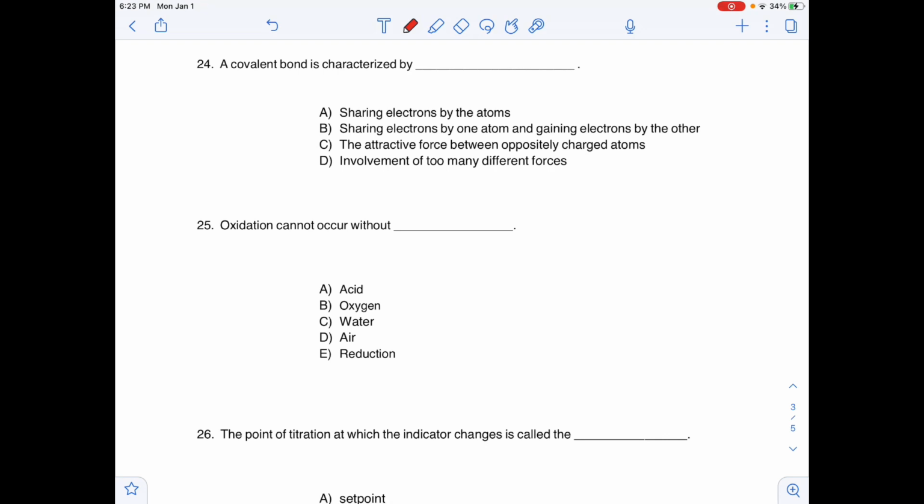24, it says a covalent bond is characterized by what? So you have to know the definition of what a covalent bond is, and when you either look this up or you know what the definition of a covalent bond is, you're going to see that it's option A, sharing electrons by the atoms.